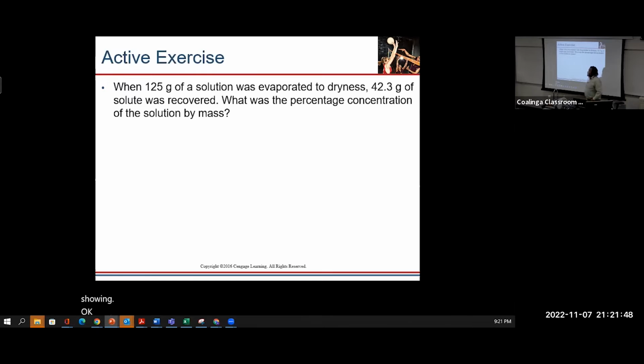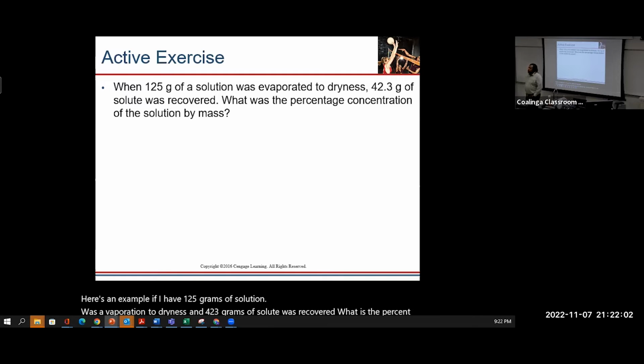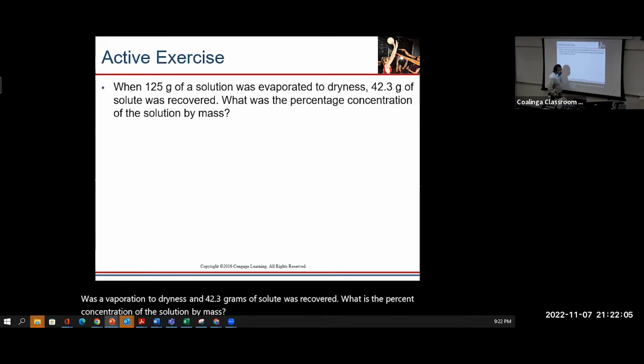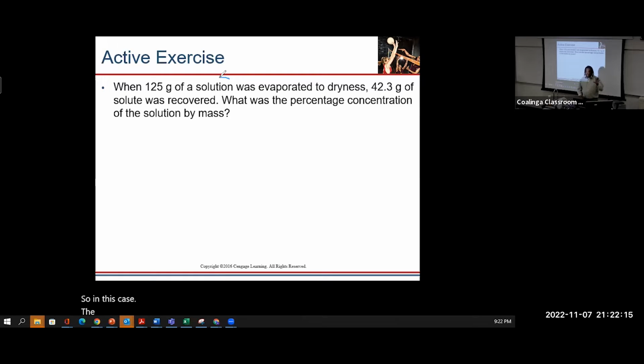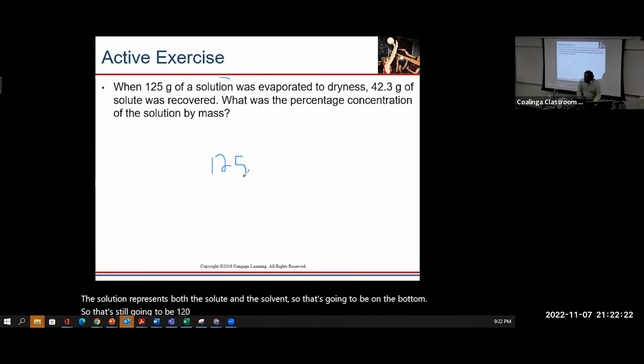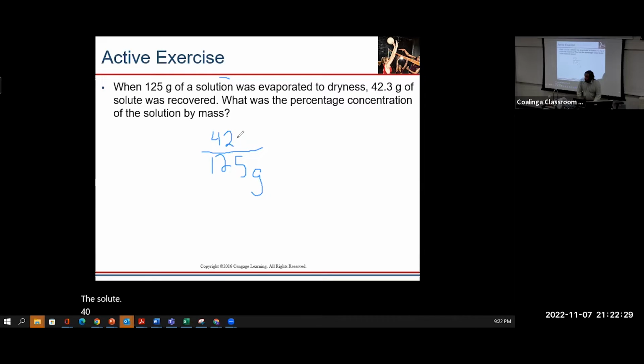Okay, here's an example. If I have 125 grams of solution, it's evaporated to dryness, and 42.3 grams of solute was recovered. What is the percent concentration of the solution by mass? In this case, the solution represents both the solute and the solvent, so that's going to be on the bottom. That's going to be 125 grams. The solute, 42.3. And then we'll multiply that by 100.